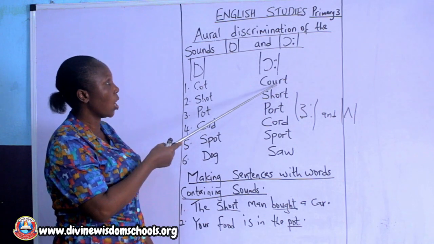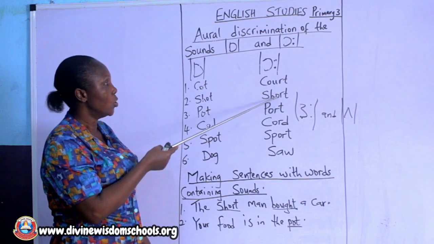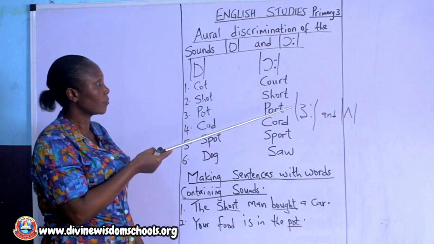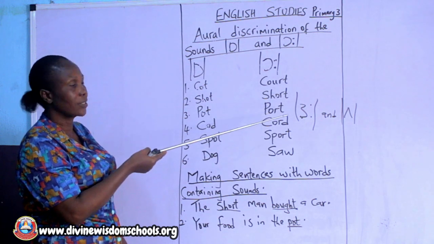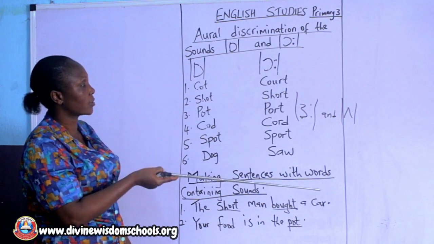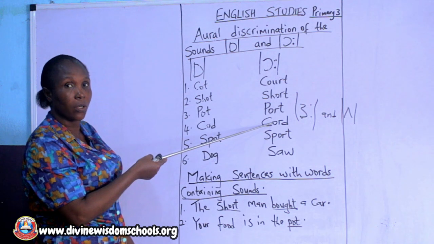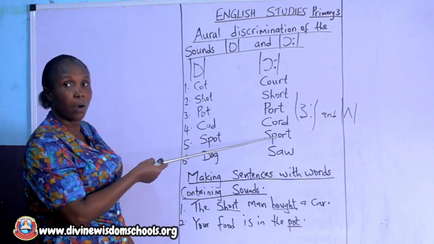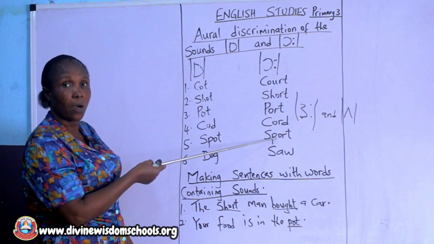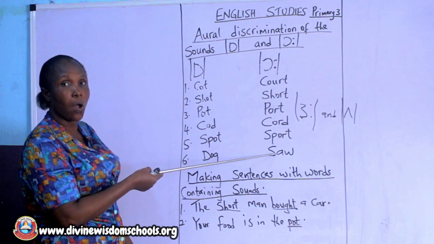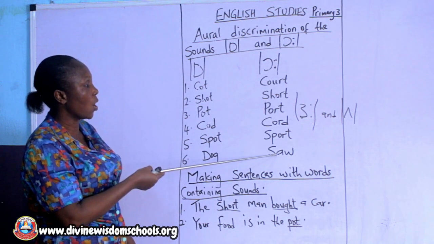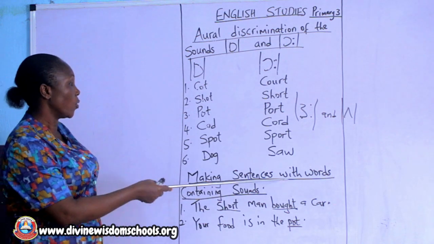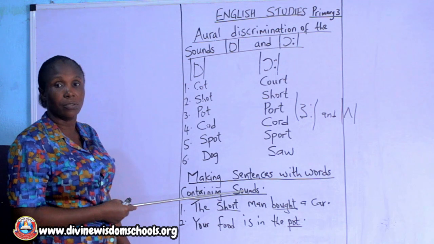Cords, shorts, parts, card, sports, saw. Now we'll move on to making sentences with words containing sounds.